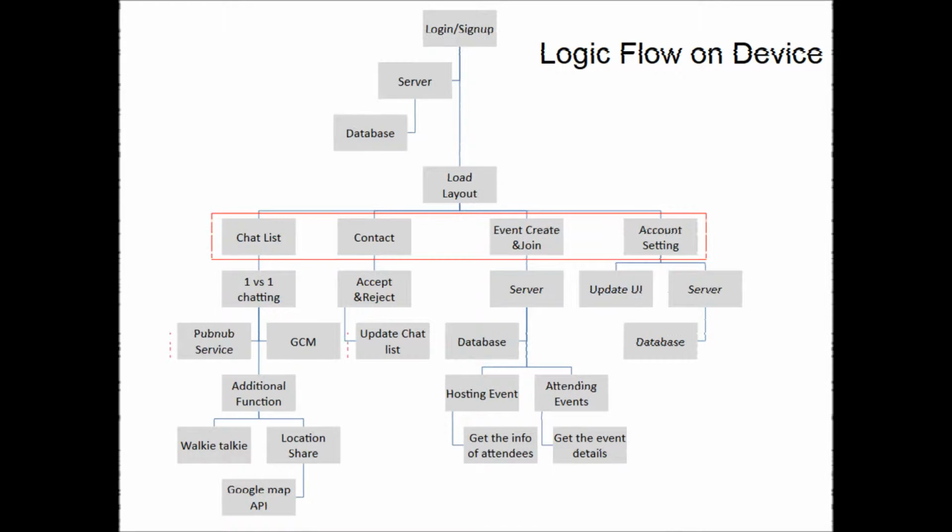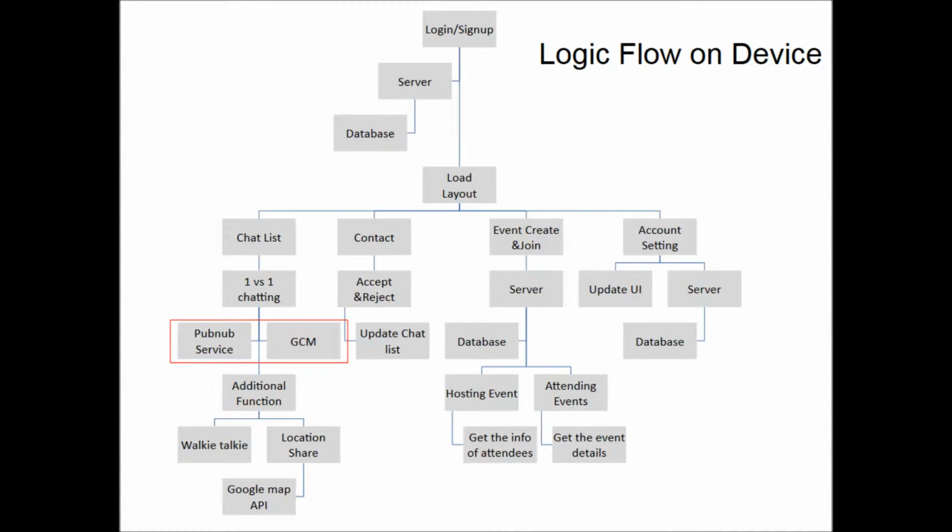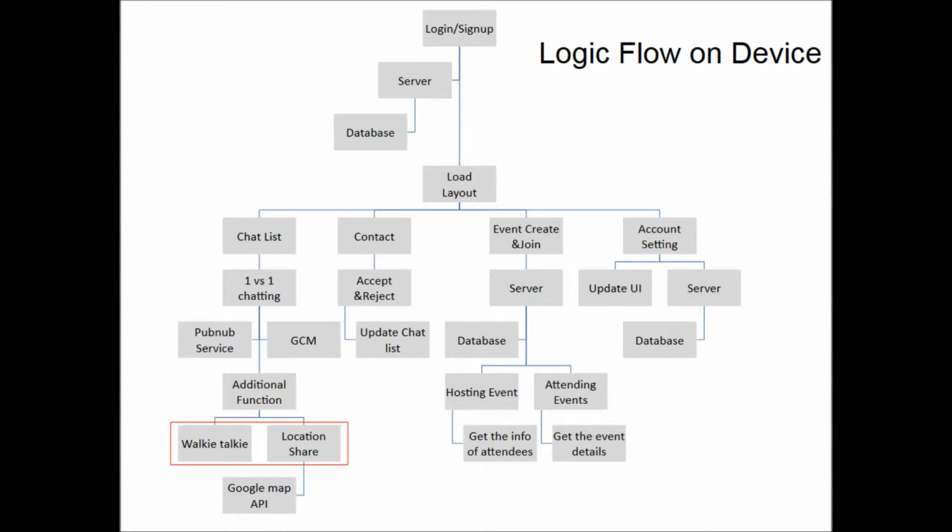In the chatting service, users can talk with other users using text with the use of PubNub SDK and Google Cloud Messaging system. Also, users can use it as a walkie-talkie and share their location with their friends. Next is the contacts list, which shows a list of all the user's friends along with being able to send requests to add new friends.